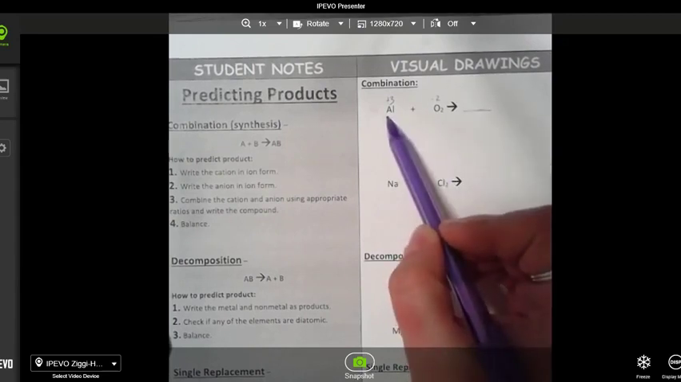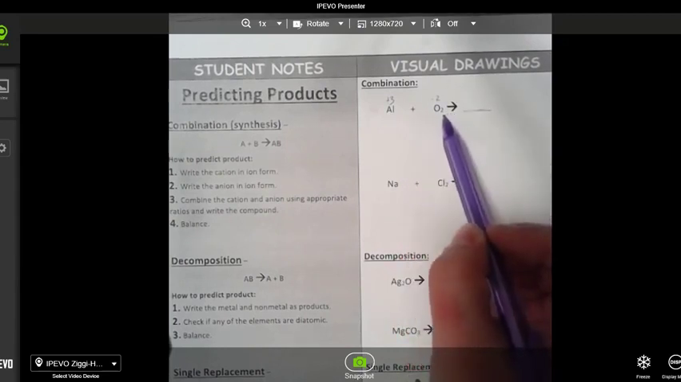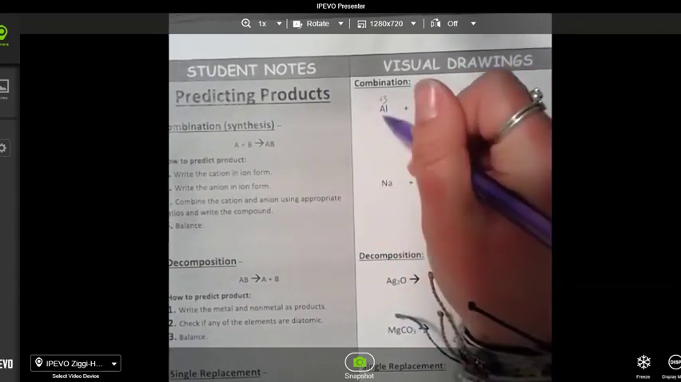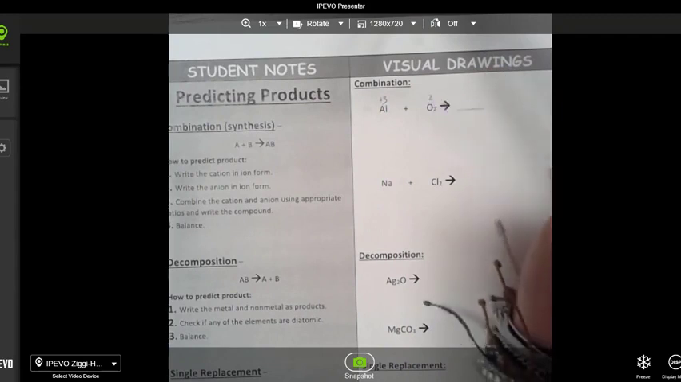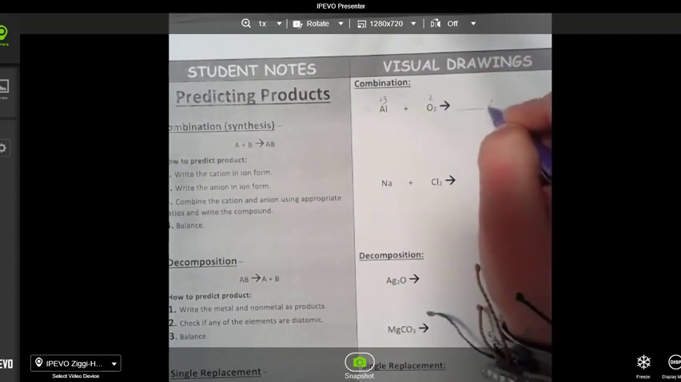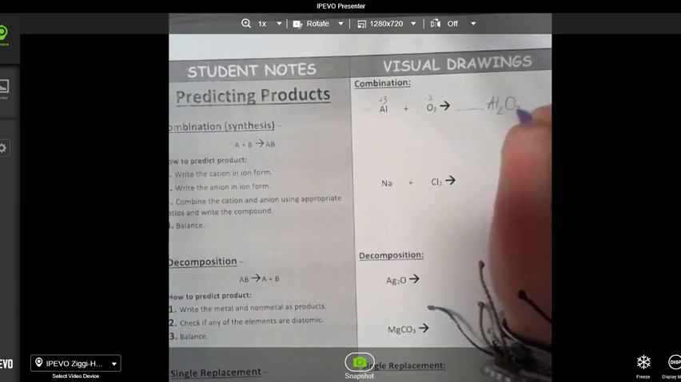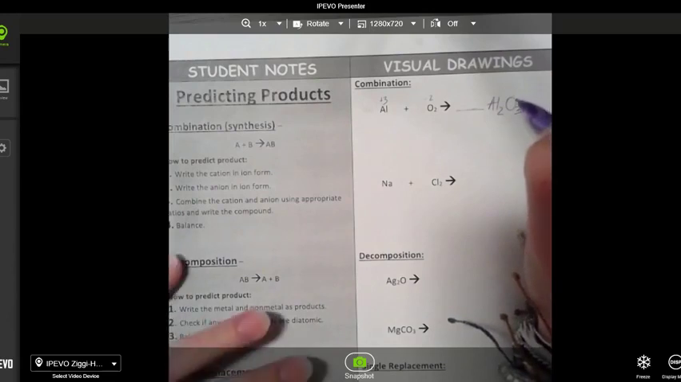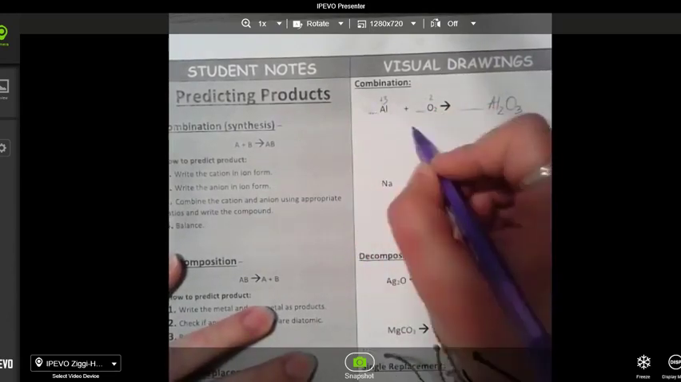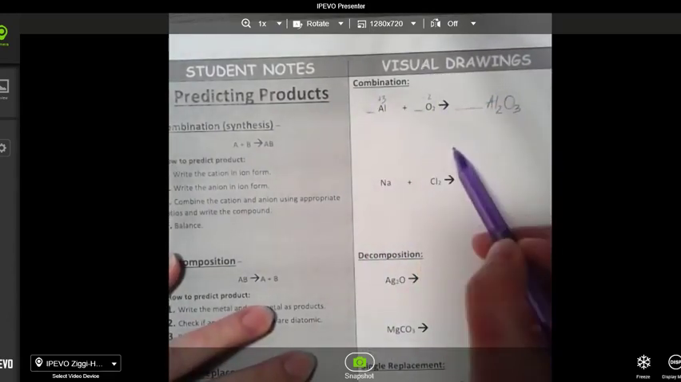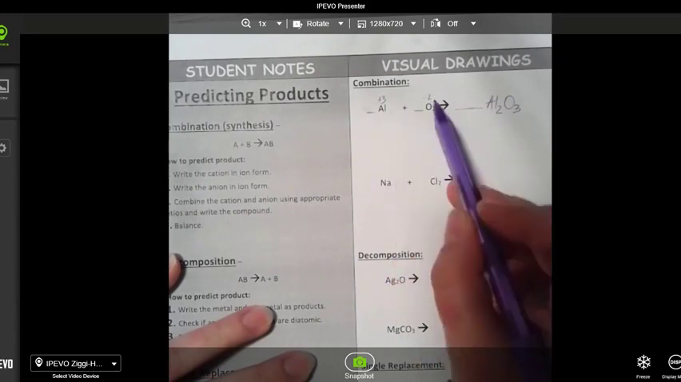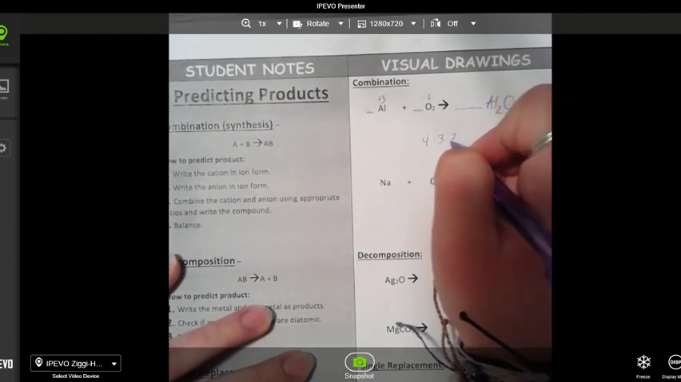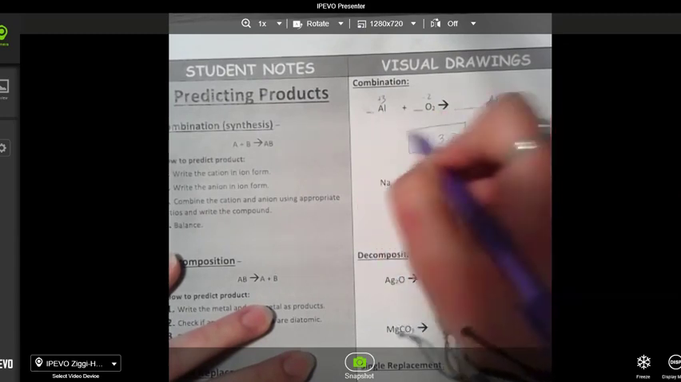So if aluminum is plus 3 and oxygen is minus 2, what's my formula going to be for this compound? Well, I need two positive 3s and three negative 2s to cancel those charges out. So I'm going to have Al2O3. All right. Now, once you've predicted the products, you have to balance. You're just going to do your regular old atom inventory and then balance. If I did that, I would get a ratio of 4 to 3 to 2. 4, 3, 2. That's what that would look like.